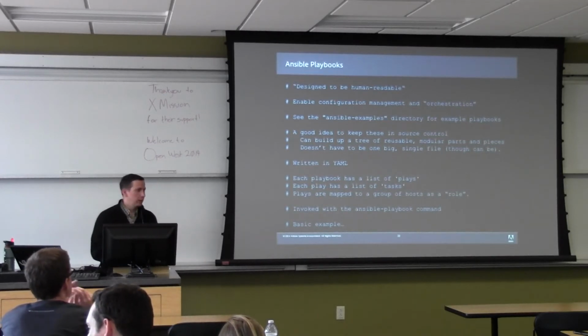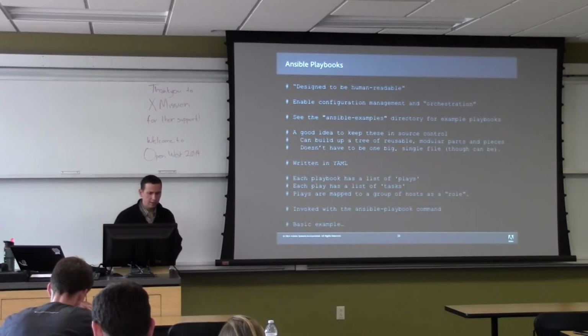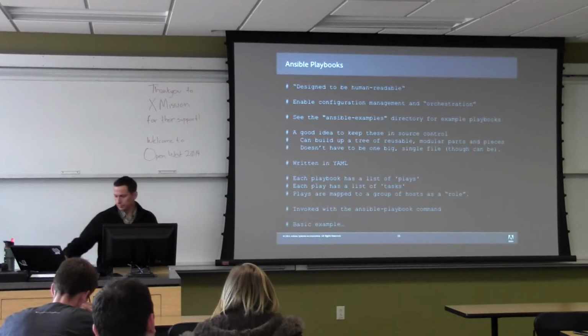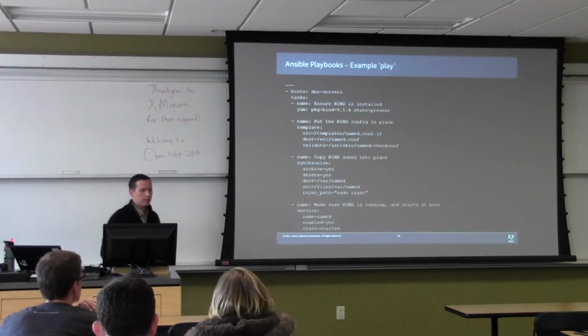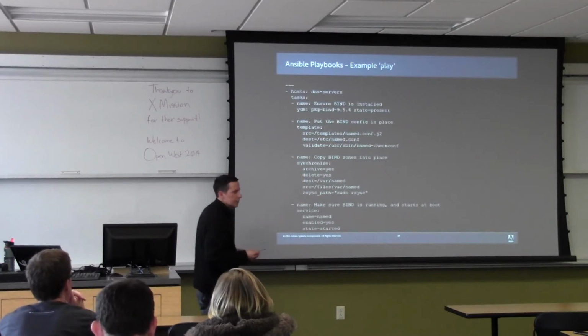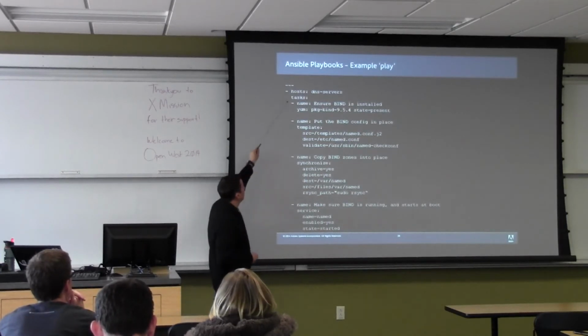Each playbook has a list of what are called plays. It's like a sports analogy. Each play has a list of tasks, and each play is mapped to a group of hosts as a role. These are invoked with the ansible-playbook command. So here's a basic example. It's YAML, so you've got to make sure your format doesn't have any tabs in there or you'll be tearing your hair out. For tasks, give every task a name.